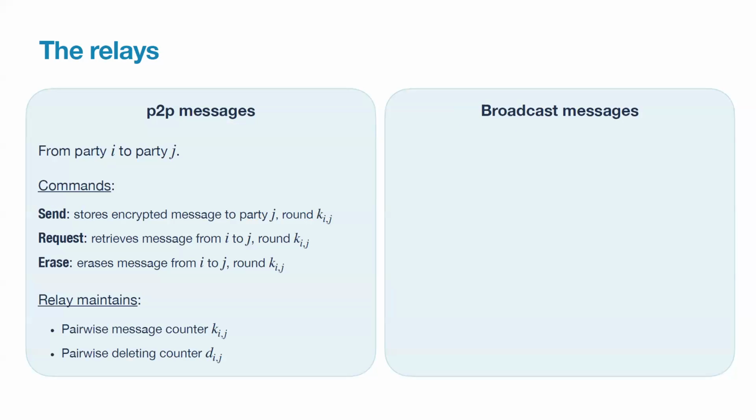So this is point-to-point messages. We have a send command, a request command, and also an erase command. So whenever the parties don't need a message anymore to be in the relays, they can just erase it. And the relays maintain two counters, one counter for the received messages for each pair of parties, and also a counter for the deleted messages.